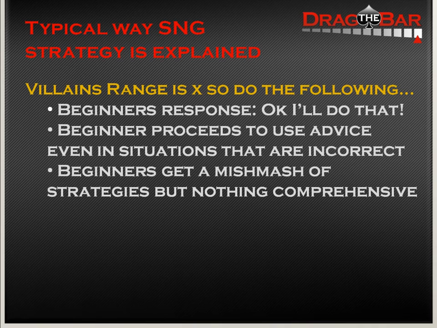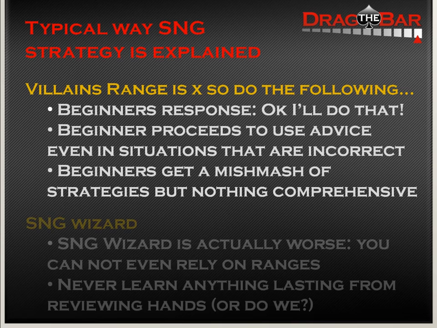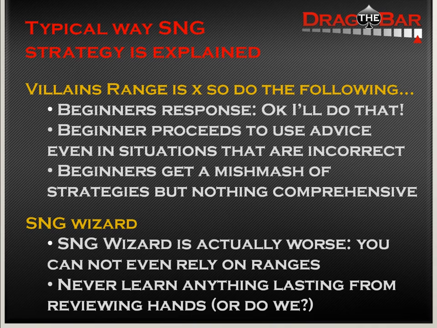And the problem then becomes that beginners start to try to use that advice, but they'll even start to misapply it and use it in situations that are totally incorrect. And what happens is that beginners get sort of a mishmash of strategies. They get strategies that they generally think work, but they don't work in very many situations. They start to use strategies in places where they don't make sense. They pay attention to the wrong information, and they don't know what the right information to pay attention to in the hand actually is. So they end up with this sort of mishmash, hodgepodge strategy that doesn't really work very well.